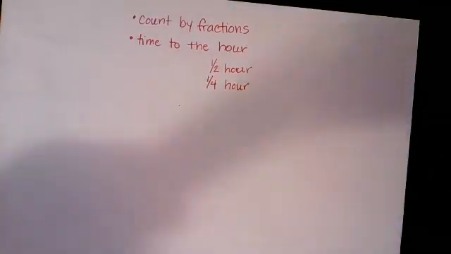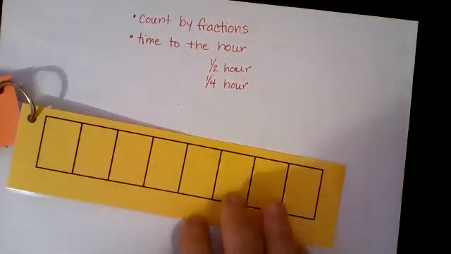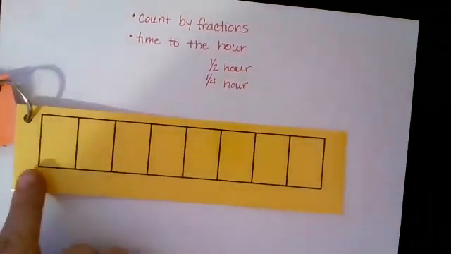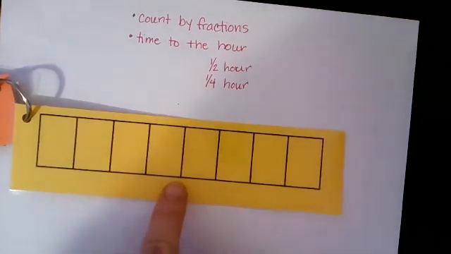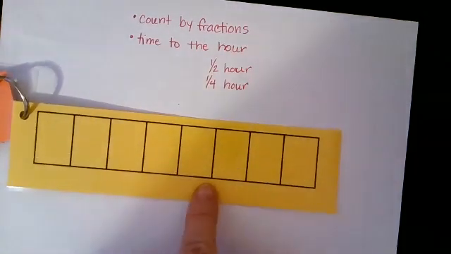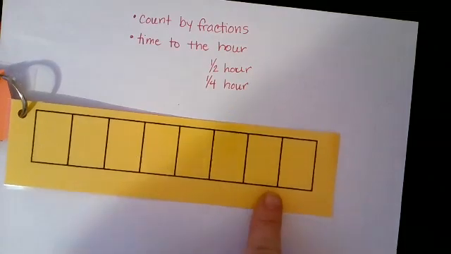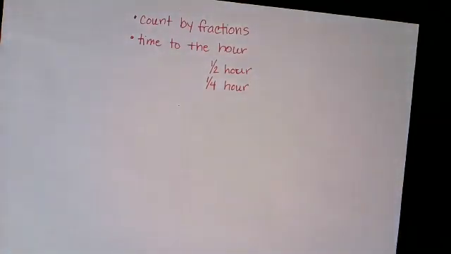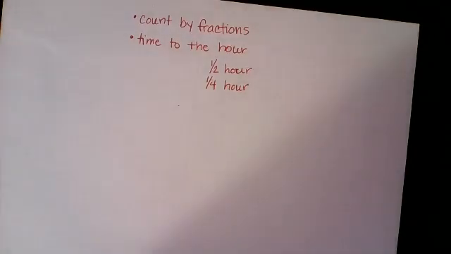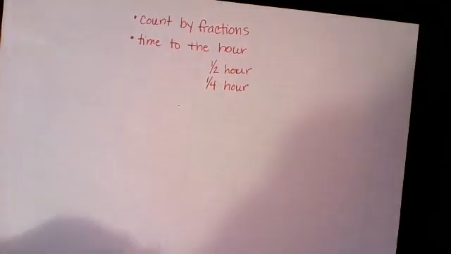If you get a chance, get to the eighths. Again, equal pieces. How many? 8. And then 0 eighths, 1 eighth, 2 eighths, 3 eighths, 4 eighths, 1 half, 5 eighths, 6 eighths, 7 eighths, and 8 eighths. After that, we're going to review time to the hour, half hour, and then introduce it to the quarter hour and connect that to fractions.